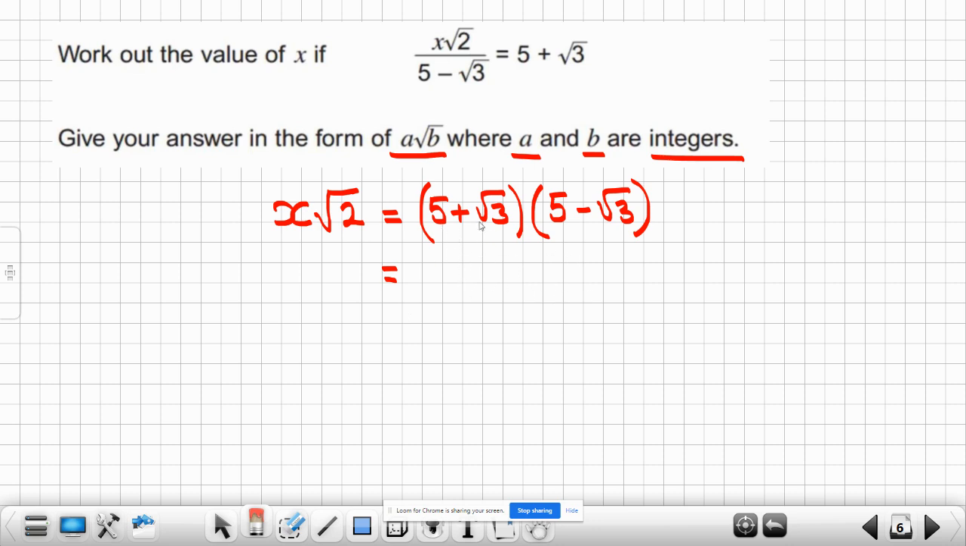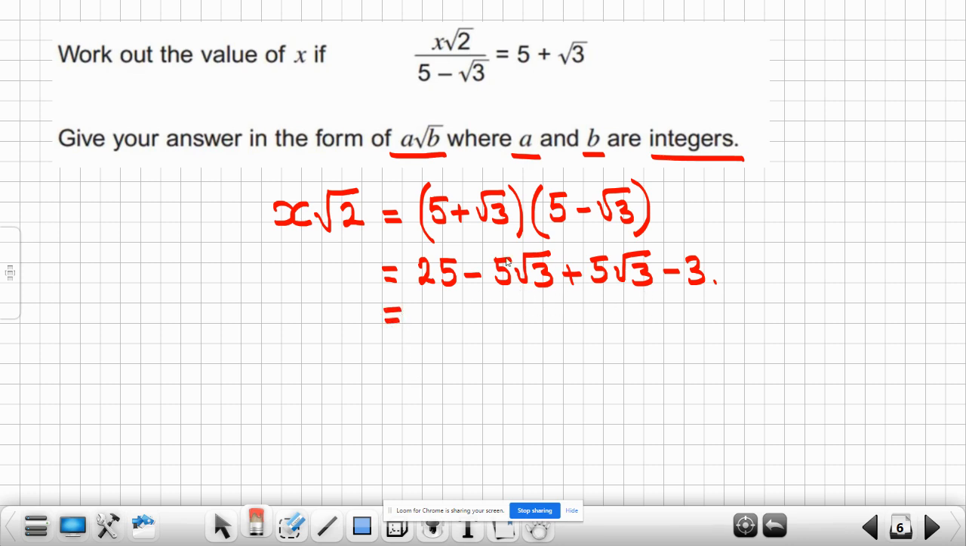So we say 5 times 5 is 25. 5 times minus root 3 would give us minus 5 root 3. Plus root 3 times 5 is going to give us plus 5 root 3. And then finally, plus root 3 times minus root 3 is going to give us minus 3. So there we go. We have our 4 terms.